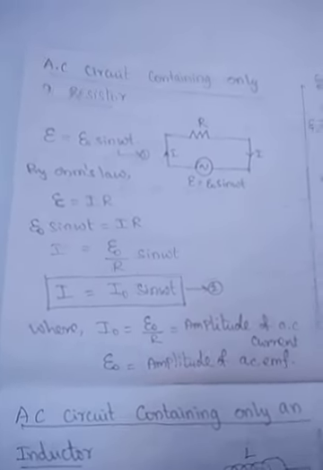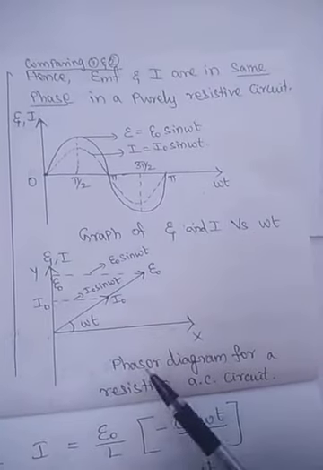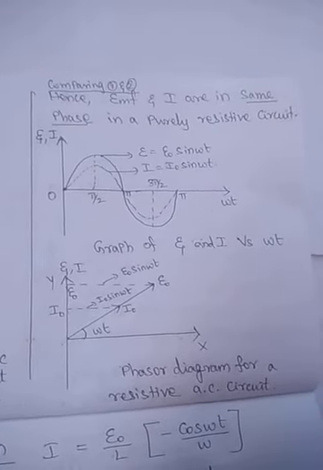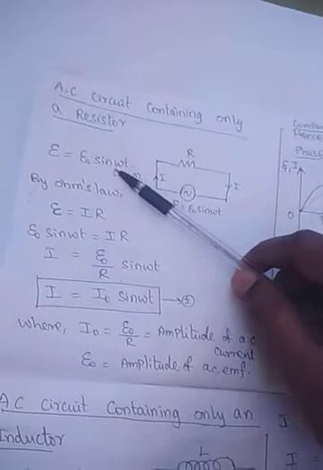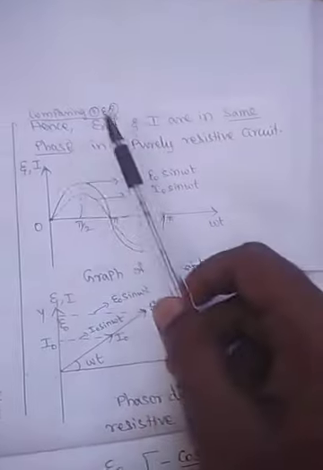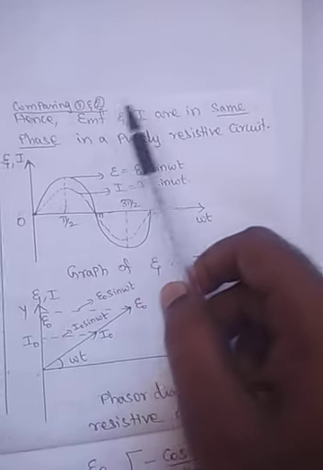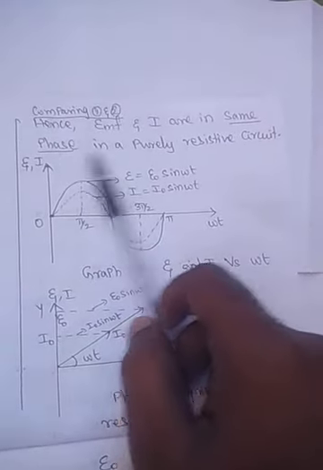So we have to draw the graphical diagram as well as the phasor diagram. This is a very important part in these questions. By comparing these two equations, the first equation and the second equation, we come to the conclusion that the EMF and the current are in the same phase.